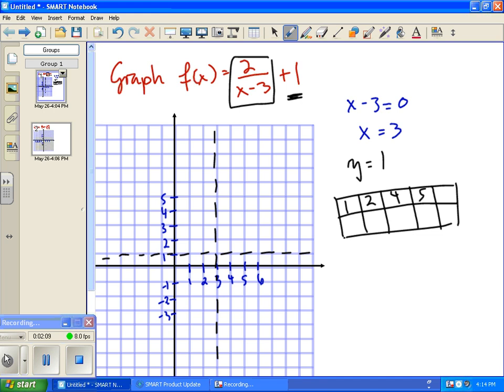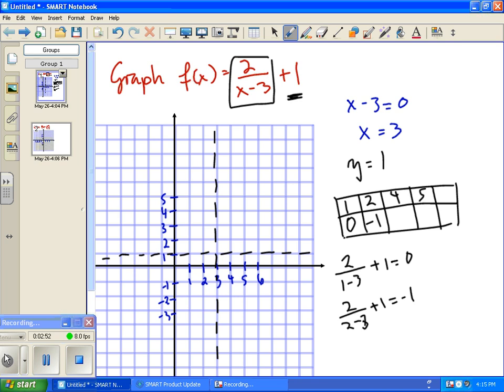Sometimes you might want to pick another 1 or 2 numbers if it helps, but in this case, it'll be enough. So we need to plug those into our function and calculate each one of those. So when we plug in 1, we have 2 over 1 minus 3 plus 1. So we get 0 right there. When we plug in 2, 2 over 2 minus 3 plus 1. So we get -1.